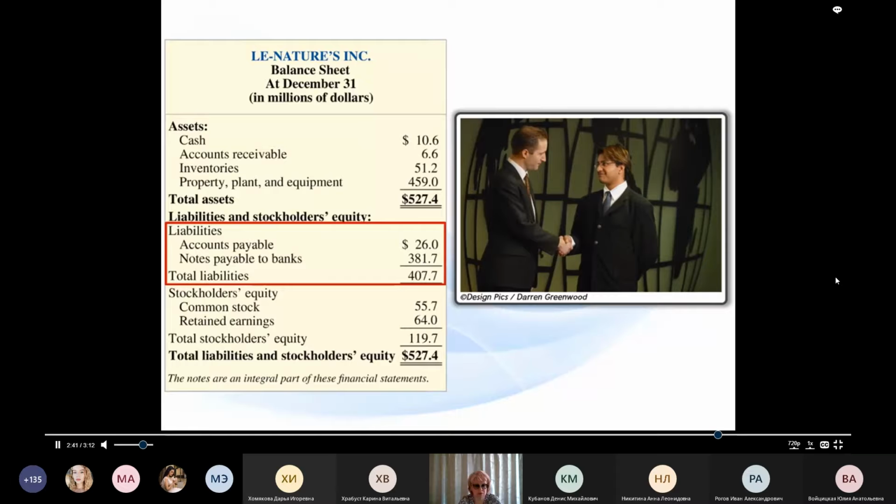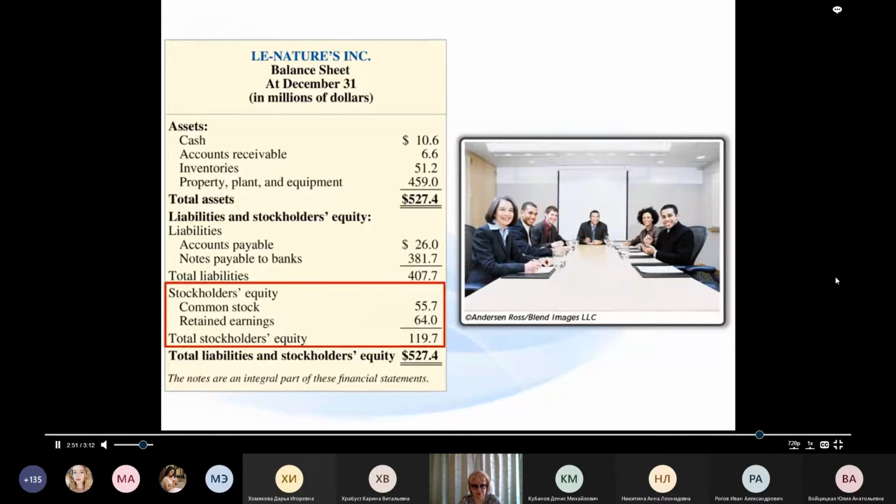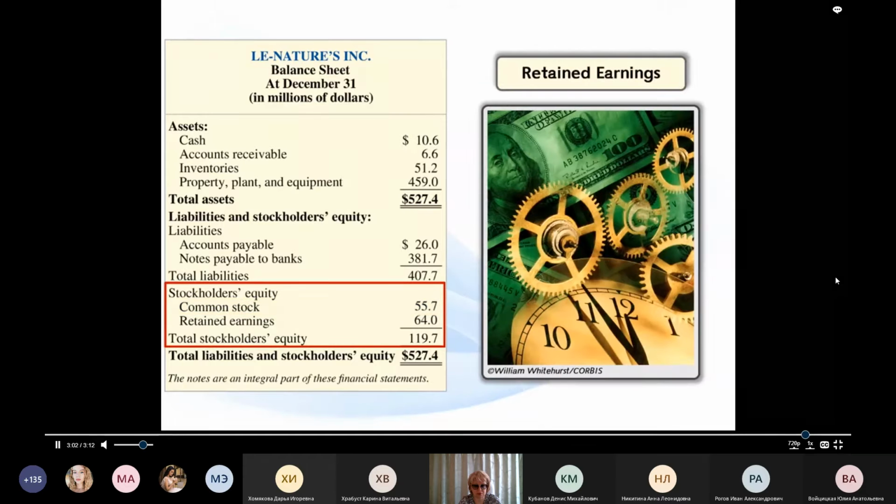Liabilities indicate the amount of financing provided by creditors. They are the company's debts or obligations. Stockholders' equity indicates the amount of financing provided by owners of the business and reinvested earnings. The investment of cash and other assets in the business by the stockholders is called common stock. The amount of earnings, profits, reinvested in the business and thus not distributed to stockholders in the form of dividends is called retained earnings.